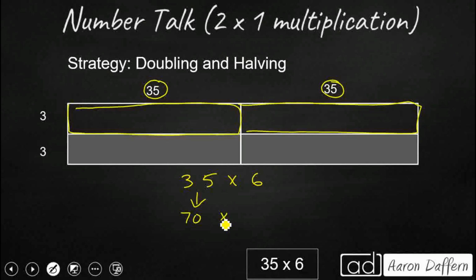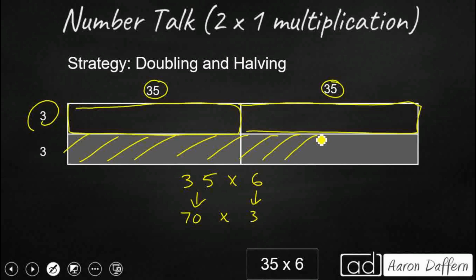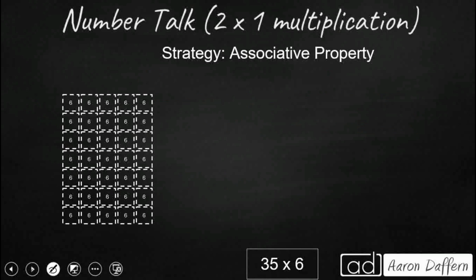Now, in order to keep a balanced expression, we got to take the other factor, 6. We got to cut it in half. So that's 3. So instead of the 6, we're only going to take 3. We're going to get rid of this other 3 right here. And so if we multiply one factor by 2, divide the other factor by 2, double and half, it's still a balanced expression. Because look at this. 7 times 3, that's 21. Add the 0, 210.